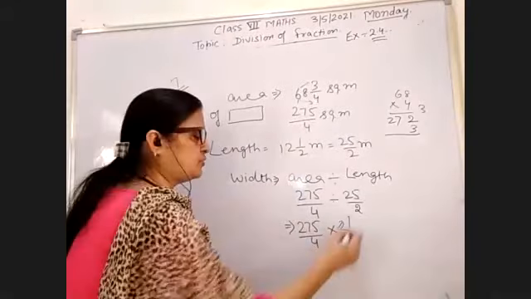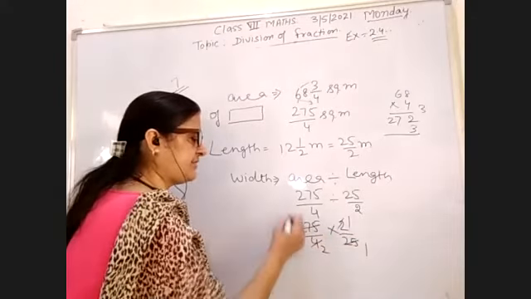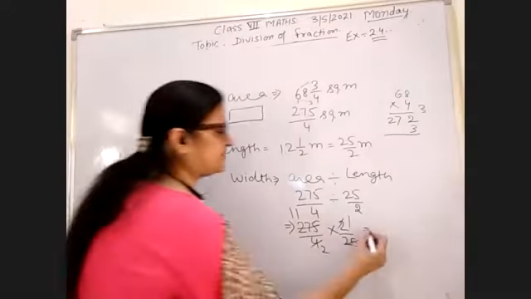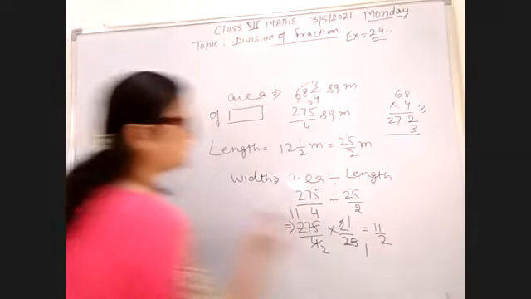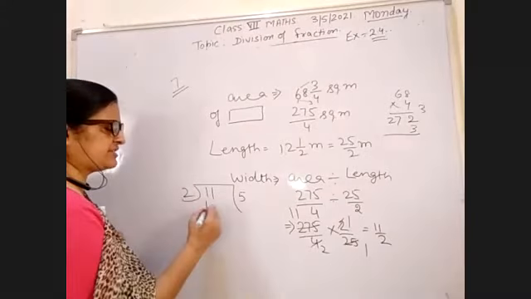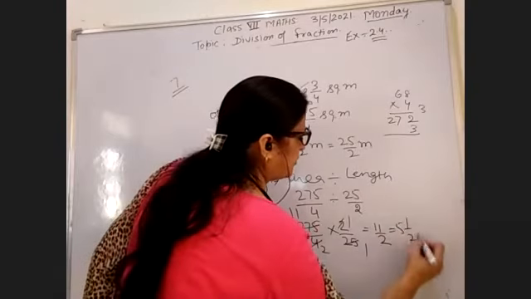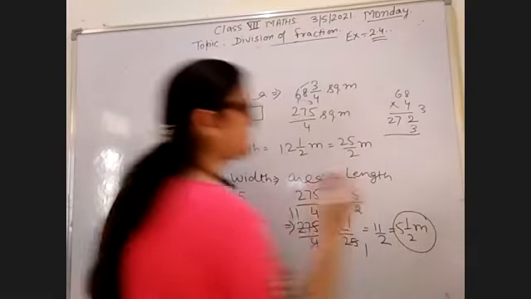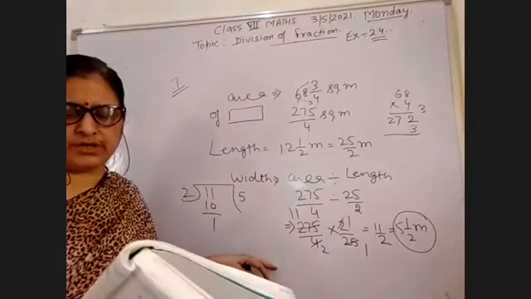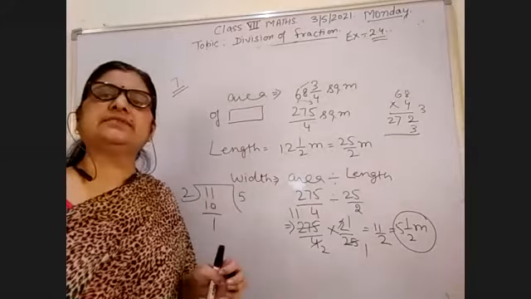2 ones are 2, 2 twos are 4, and 25 ones are 25, and it is cancelled by 11. So it becomes 11/2. Now you change 11/2 into a mixed fraction. So it becomes 5:1/2 meter. So this is the length of the rectangular plot. Sorry, the width of the rectangular plot, because length is given in this question.